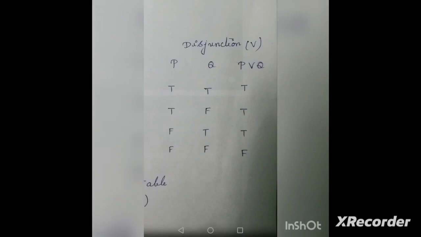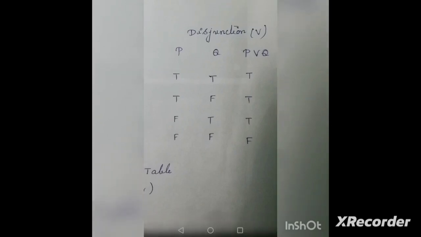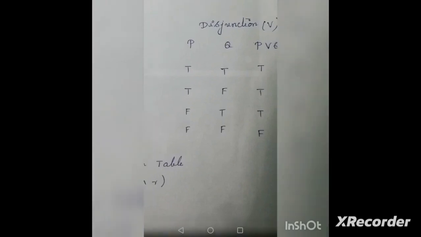Then if p is true and q is false, we get the disjunction as true. If p is false and q is true, then we get the value as true. If p is false and q is also false, then we get the value as false. That means if any one of them is true, then we get the value of disjunction as true.